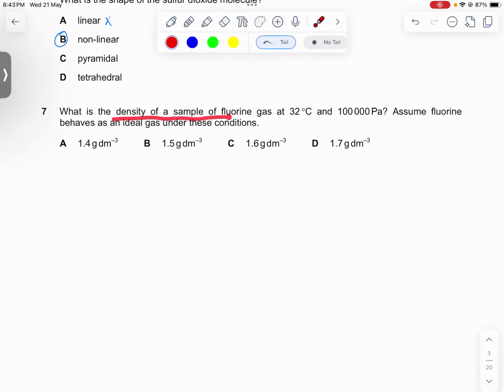Next question, what is the density of a sample of fluorine gas at 32 degrees Celsius and 100,000 pascals? Assume fluorine behaves as an ideal gas under these conditions. The formula for density is mass upon volume. The things they have given us lead us to believe that we should use the formula PV equals nRT. Okay. Now, one more thing.